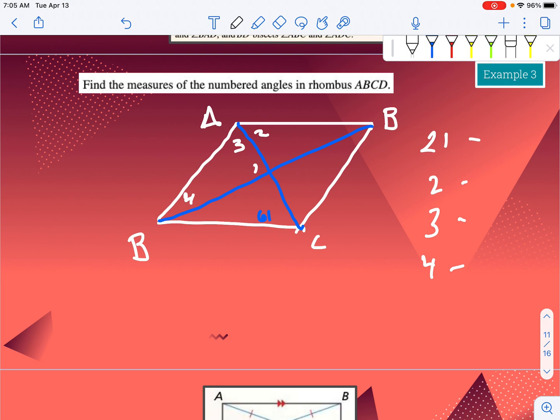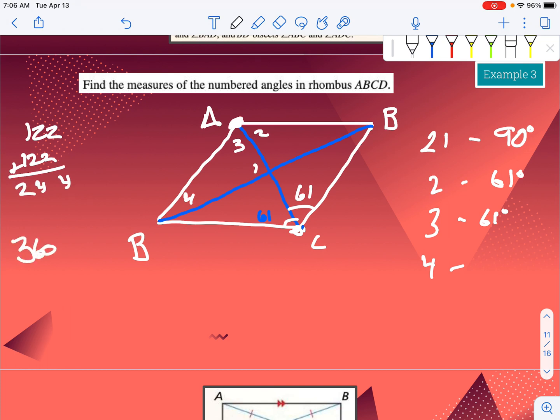So if we look at angle 1, we know that these diagonals have to be perpendicular, so that would have to be 90 degrees. Now, if we look at angle 2, let's look at angle C first. We know that this has to be congruent to this, so that has to be 61. So that would tell us that 2 and 3 both need to be 61 degrees. And then angle 4, if we know that this whole side would be 122, then this other side, angle A, also needs to be 122.